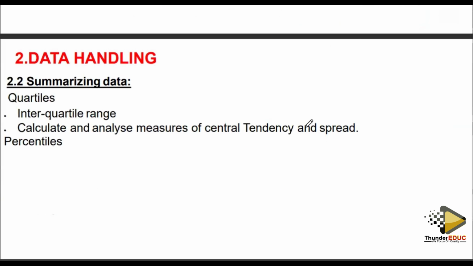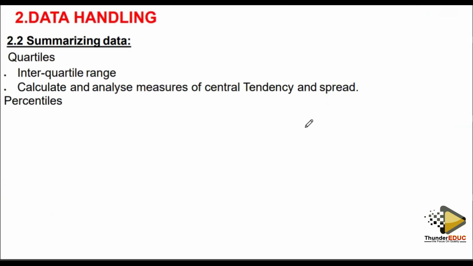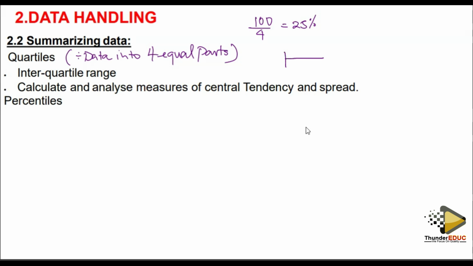All right. We look at data handling and then summarizing data. Quartiles. What are quartiles? What I want you to remember is that quartiles divide data into 4 equal parts. That's why you see we have 100 divided by 4 and each carries 25. But then when we look at it nicely, we shall see that it will look like this.